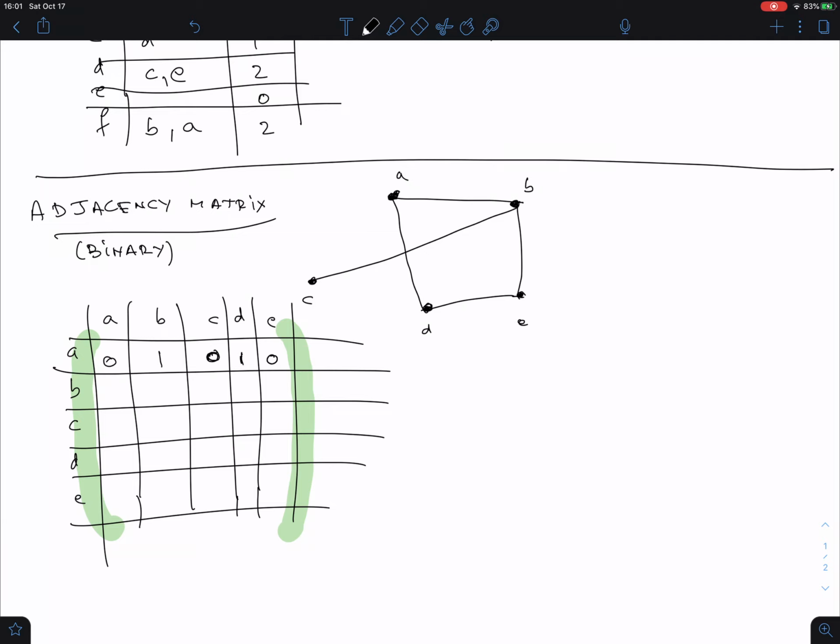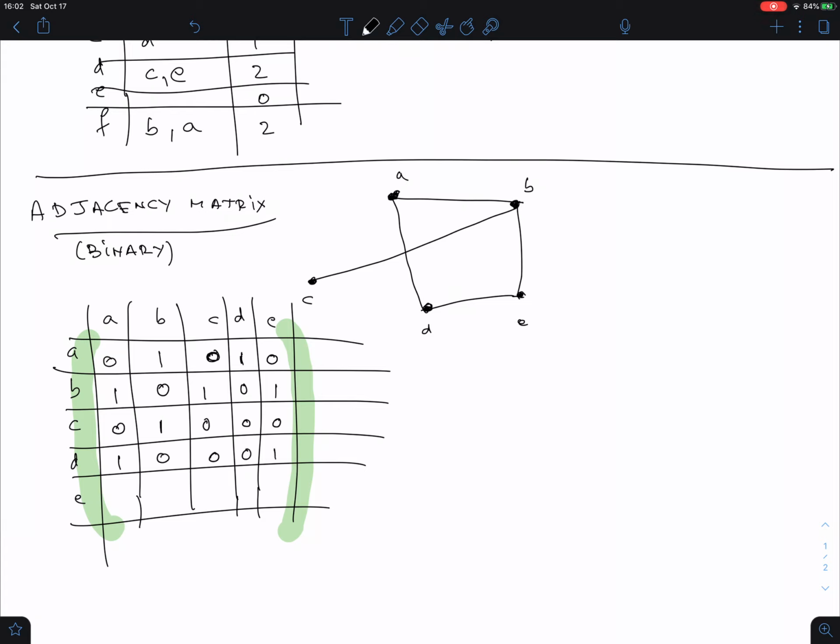And now keep doing this. For B, what connects to B? Well, A connects to it. Does B connect to it? No. Does C connect to it? Yes. Does D connect to it? No. So that's a 0, because E, yes. Okay, down with C, here is C. C only connects to B, so this is going to be the only one here, and all the rest is going to be zeros. Easier if I do it that way. What about D? Connects to A and E, and the rest is zeros.